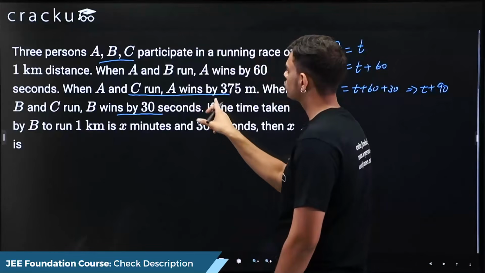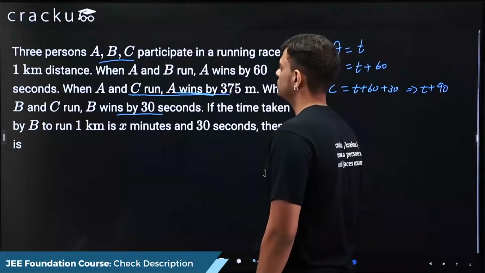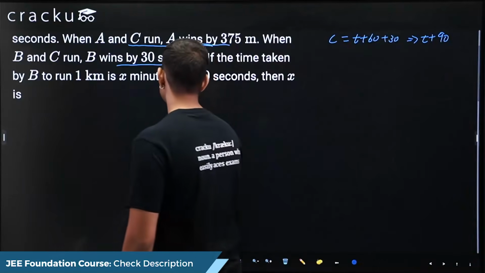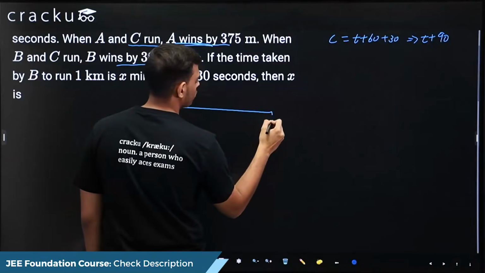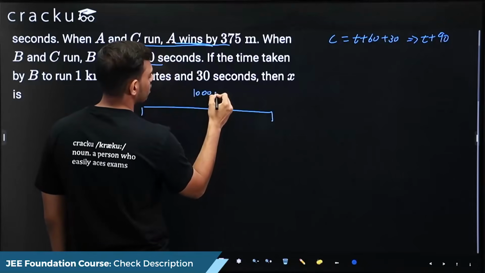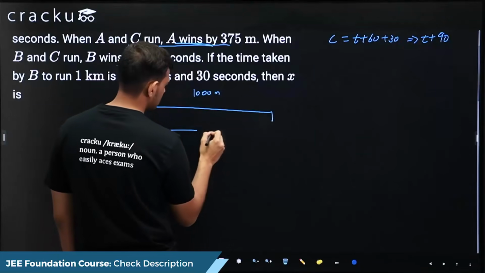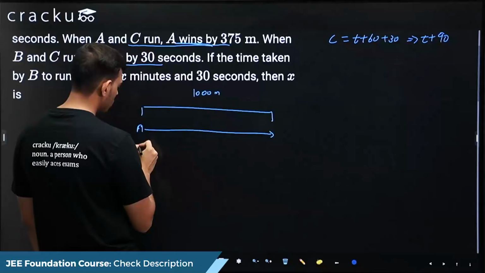Now, we are also given this statement. When A and C run, A wins by 375 meters. It means if this is a total of 1000 meters or 1 kilometer, in the meantime, A runs from here to here, C only runs till here.